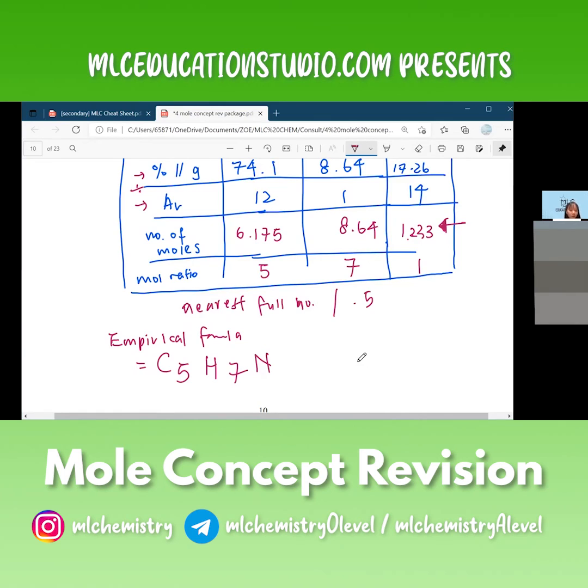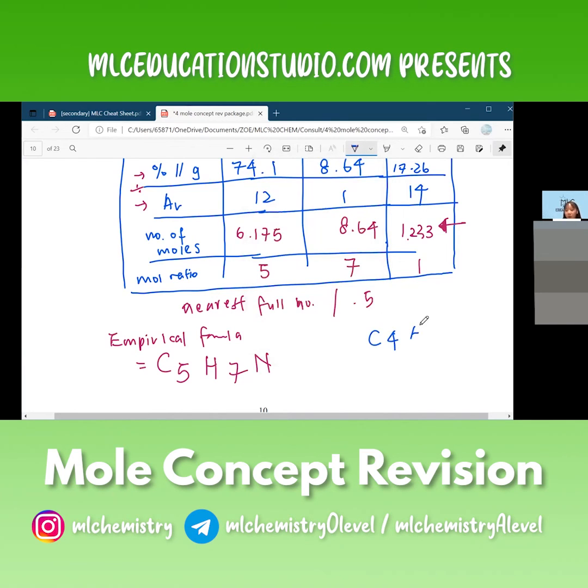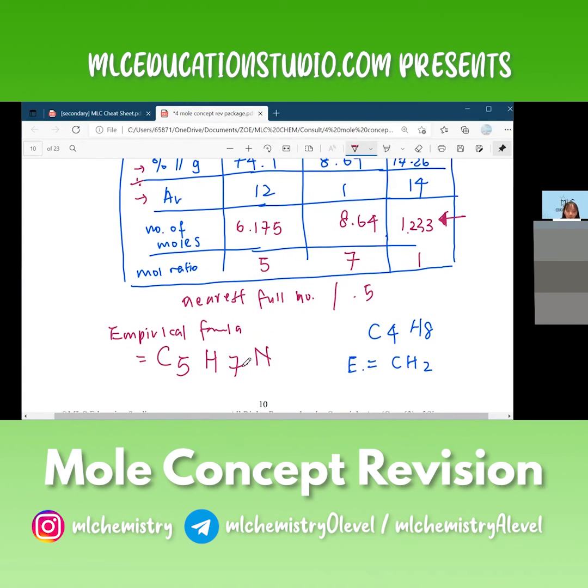The empirical formula, we are finding the simplest ratio, the simplified version of your chemical formula. For example, you have C4H8. This is my actual formula. The empirical formula would be CH2, the simplified version. The simplest version of your chemical formula, but it's not the actual one. Okay, so this is your empirical formula. Copy down already.